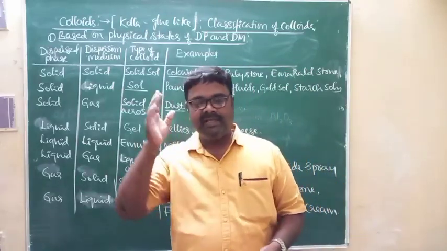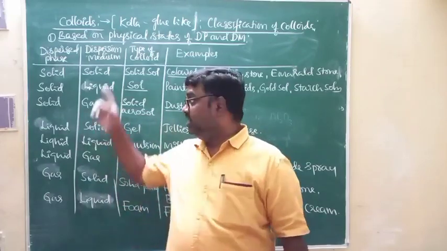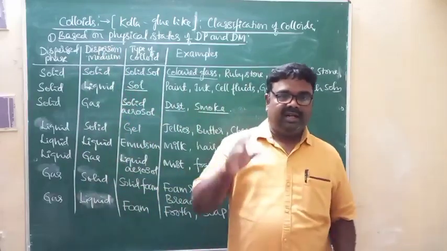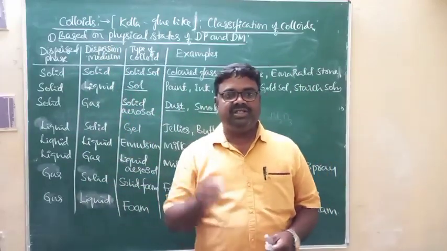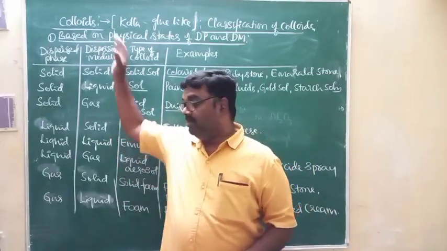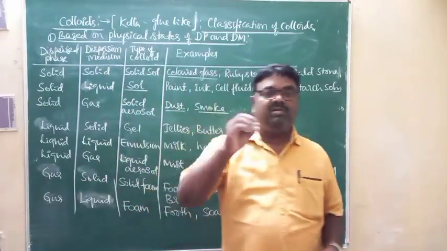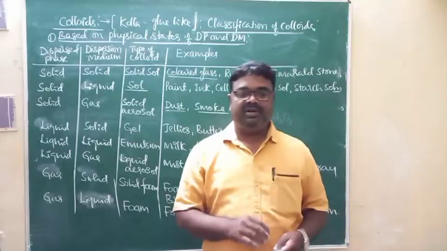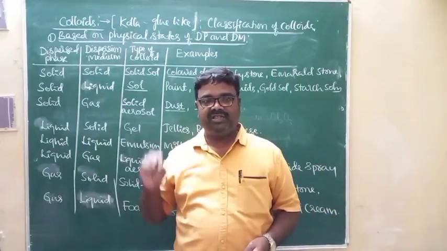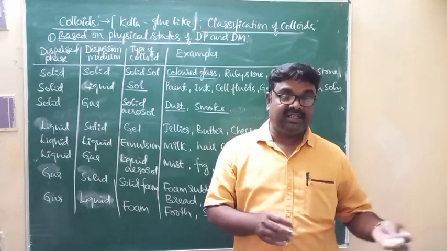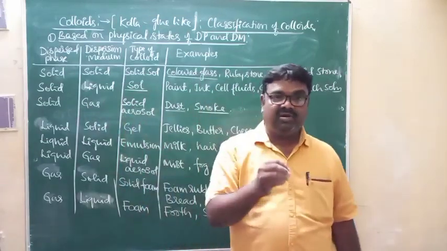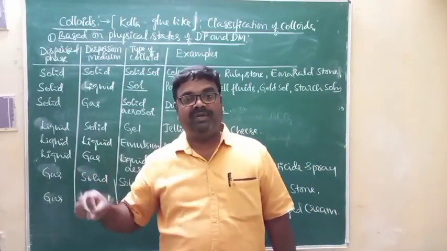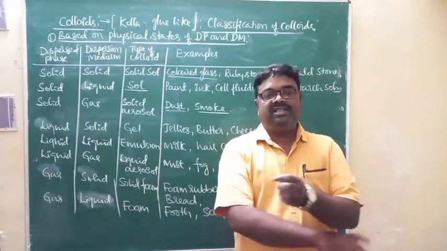So this is one way of classifying colloids based on the physical states of the dispersed phase and dispersion medium. Among the types of colloids available, the most common colloidal systems are sols, gels and emulsions. In this chapter, we are going to study sols and emulsions. As I said earlier, if the dispersion medium is alcohol, the type of sol will be alcosol. If the dispersion medium is water, the type of sol will be aquasol. Like that, colloidal systems can be classified.